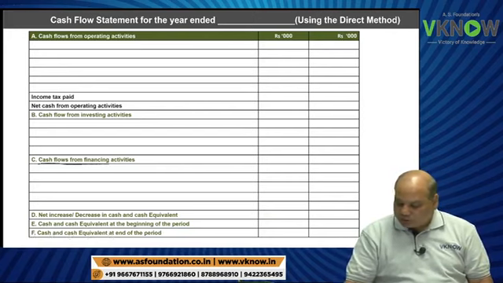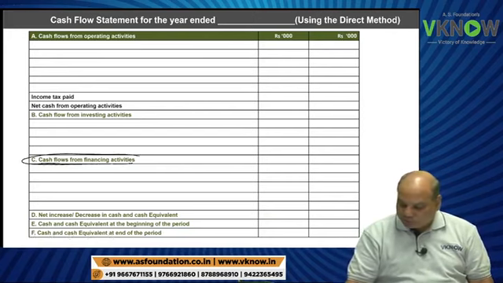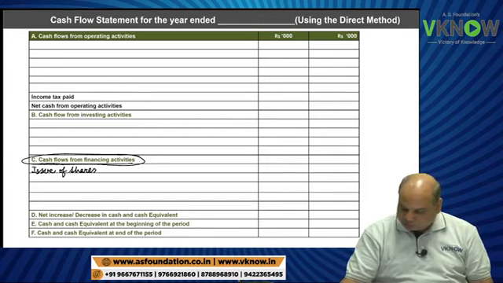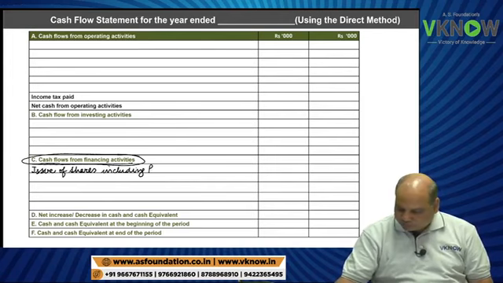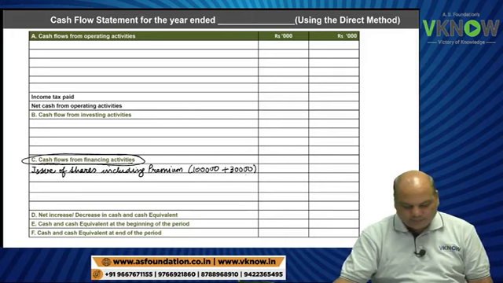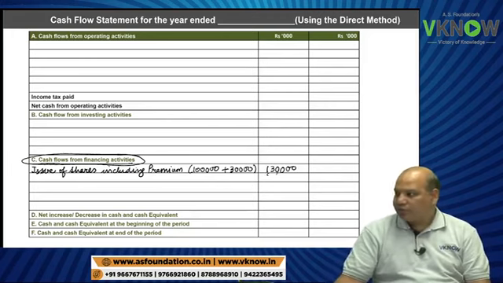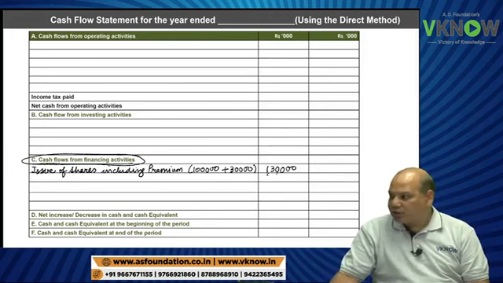So please come to the main page. Cash flow from financing activity. Issue of shares including premium: 1 lakh plus 30,000 premium. Positive number 1 lakh 30,000.